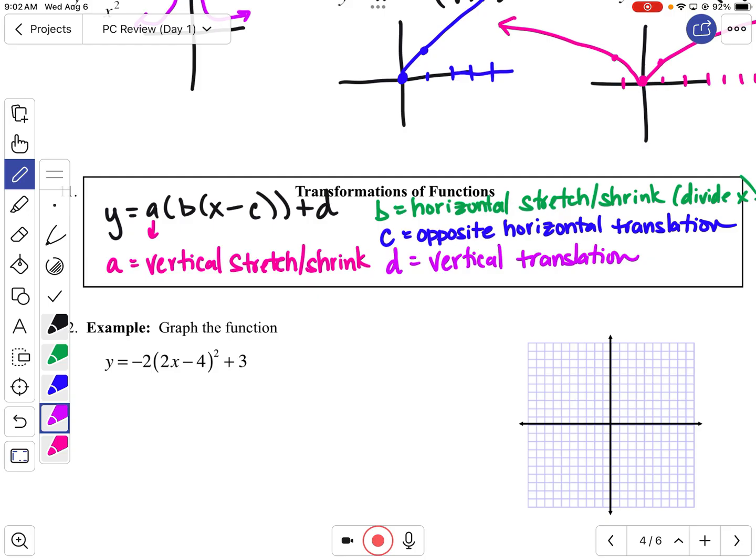All right, so let's look at this one. It's got a little bit of everything in it. The only thing that's weird for me is inside of this parenthesis, there's a 2x there, and typically we don't see that. So how could we fix that so that it looks like that general equation I wrote up there?